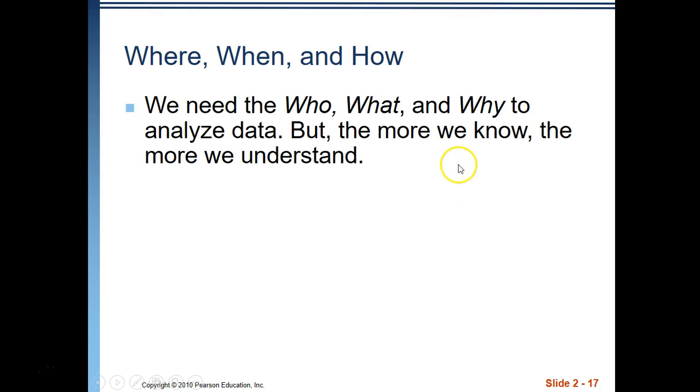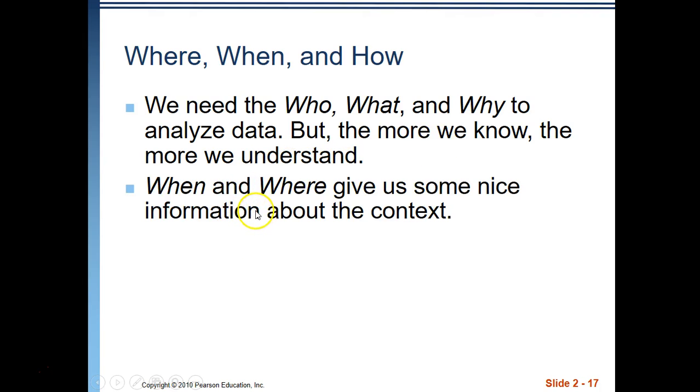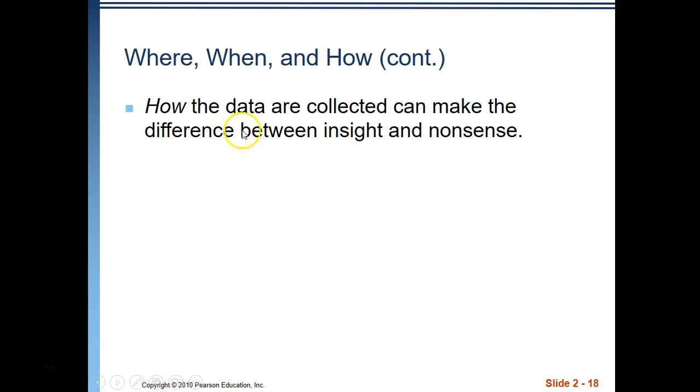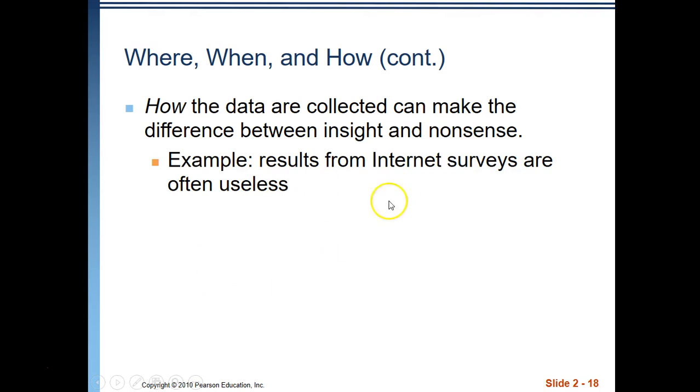We need the who and the what and the why to analyze data, but the more we know, the more we'll understand. When and where give us some nice information too. For example, values recorded at a large public university may mean something different than similar values recorded at a smaller private school. Depending on where the data comes from, it could also be more or less important. How the data are collected can make the difference between insight and pointless data. For example, results from internet surveys are often useless.